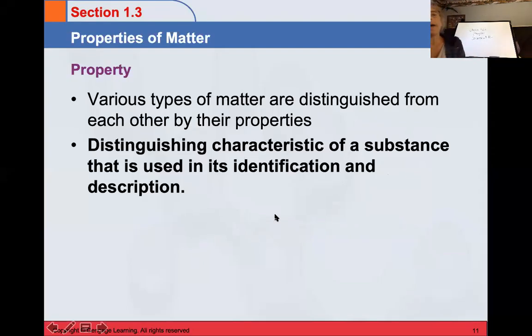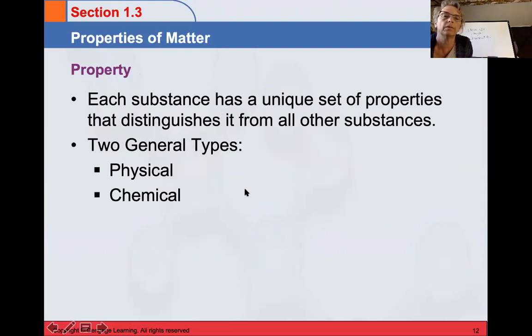So properties of matter. The various types of matter are distinguished from each other by something called their properties. Properties are distinguishing characteristics of a substance that are used in their identification and description. So properties of matter are how we tell different types of matter apart from each other. Each substance has a unique set of properties that distinguishes it from all other substances.